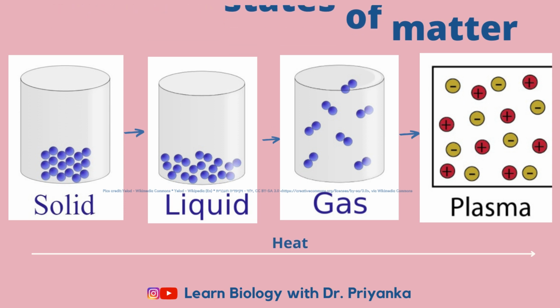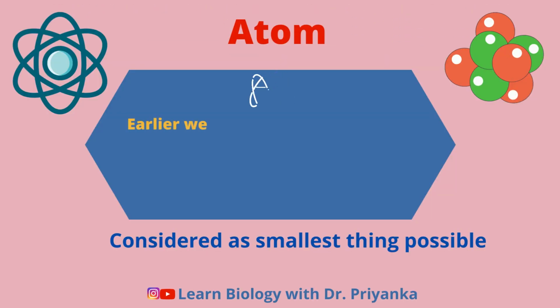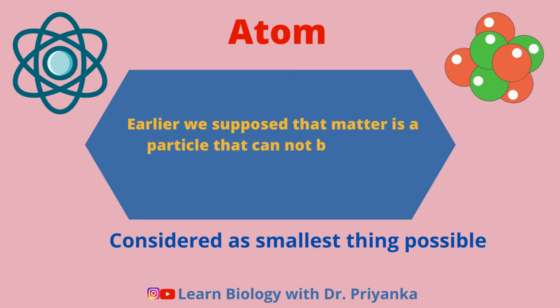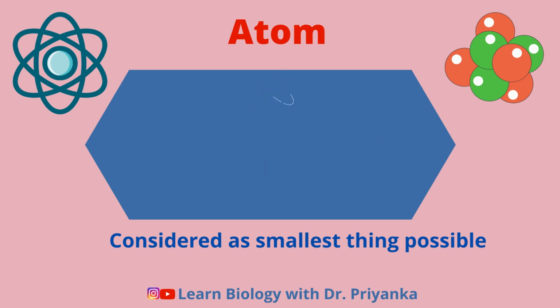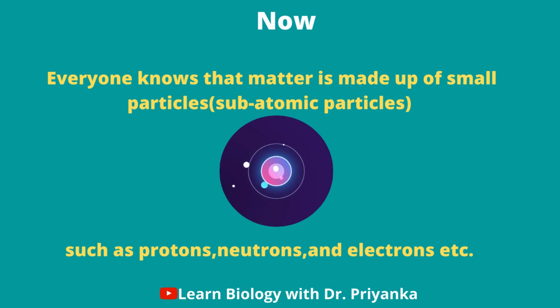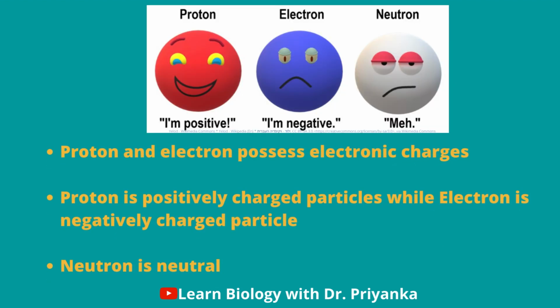Earlier we supposed that matter is made of particles that cannot be divided anymore, so the atom was considered the smallest thing possible. But now everyone knows that matter is made up of small particles and they have subatomic particles. These particles are called protons, neutrons and electrons. Protons and electrons possess electric charges. The proton is a positively charged particle while the electron is a negatively charged particle and the neutron is neutral in nature.